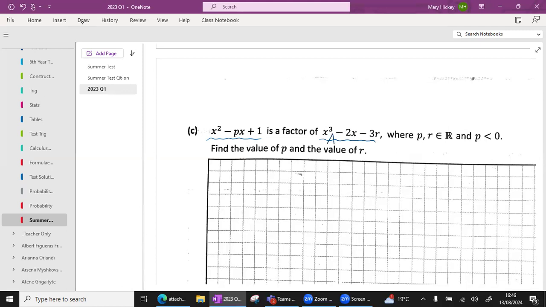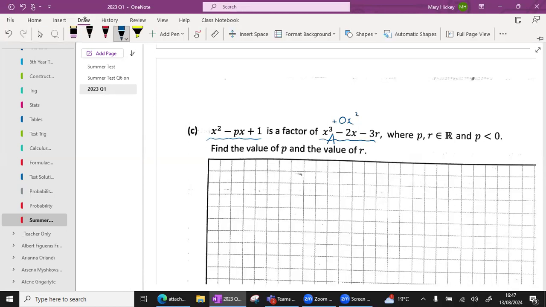So if you can remember from class, to deal with that, we usually add in a 0x squared. And you'll see why in a moment that's important. So the number one thing I noticed was I was dividing a quadratic into a cubic, but I noticed that the cubic was missing an x squared term. So I compensate by adding in a 0x squared.